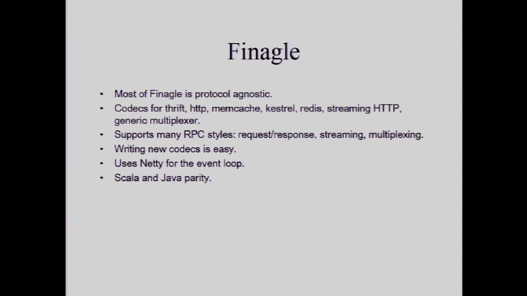Now, both Thrift and HTTP are basically single RPC. You get one request, it generates one response. Okay, it's a one-to-one thing. It also supports Kestrel, Redis, and streaming HTTP and generic multiplexing. So you can have requests where one HTTP call would generate multiple responses, and you can set that up. We'll talk about that a little bit later. So basically the styles are request-response, streaming, or multiplexing. Writing a new codec is easy. You can write your own if you don't like what they provide.